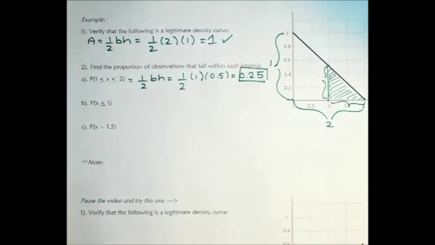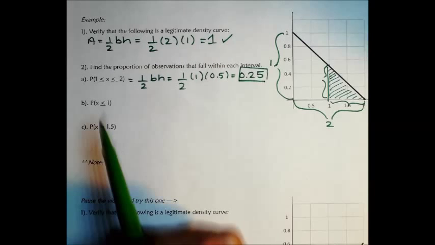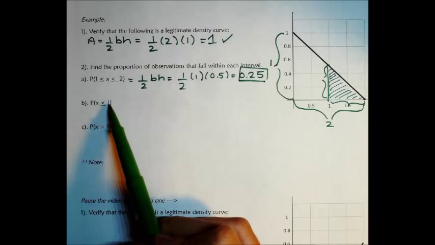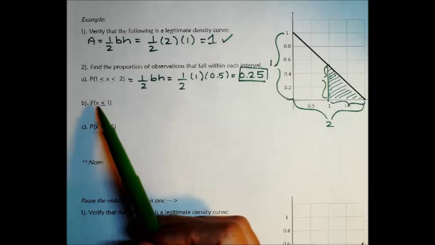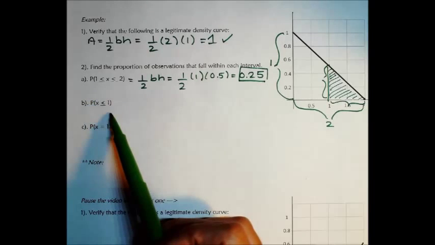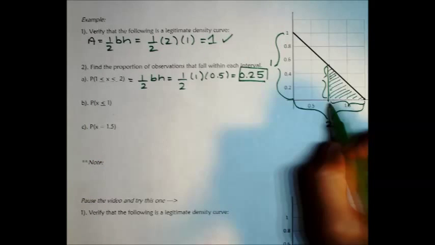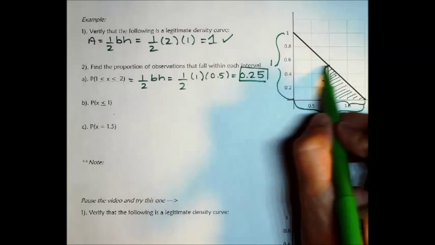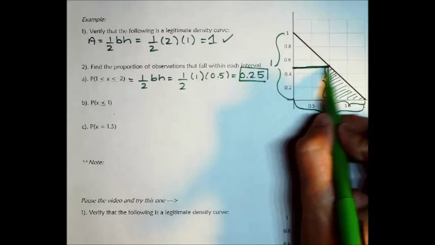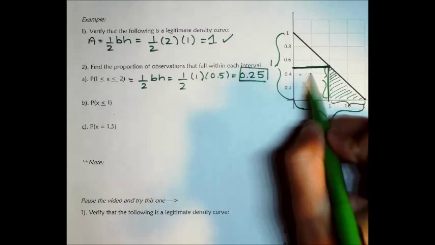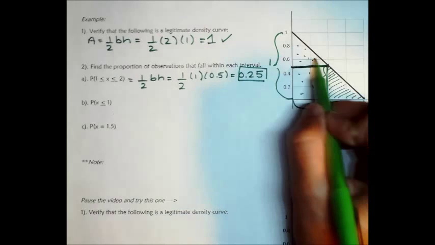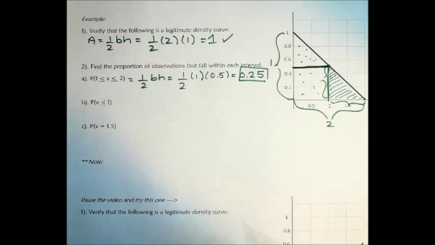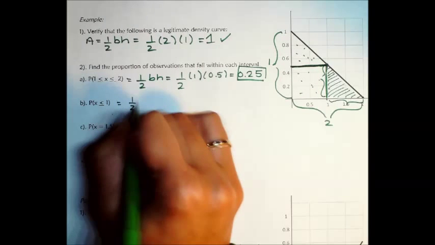Same idea with the next question. We're looking for the probability of a value being less than or equal to 1. Another way of reading this is we're looking for the area that is less than or equal to 1. So here's 1. One way we could find this is we could break this up into 2 pieces. We could make, I guess it would be a rectangle. So we could find this rectangle and this triangle separately. Let's practice that. So we have a rectangle and a triangle.